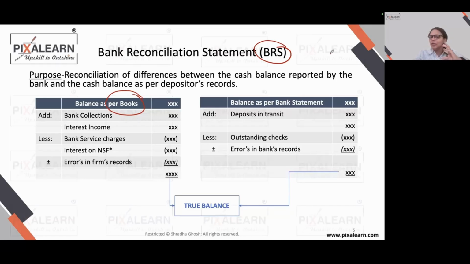But see, the only complexity that you can have is, now there are 2 ways of looking at a BRS. One is they'll give you a BRS. The other is, they'll ask you to please construct the BRS. Now the problem is, first, they'll give you the source documents. They're not going to give you the data, which you can easily put in. They'll give you the source documents.